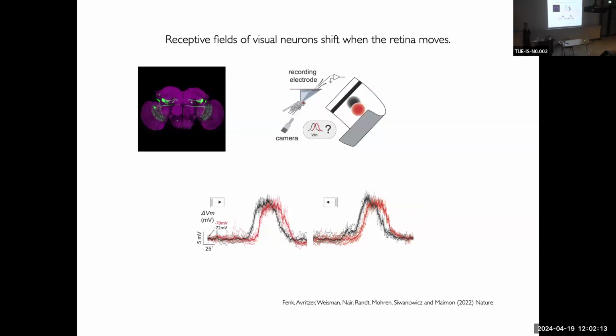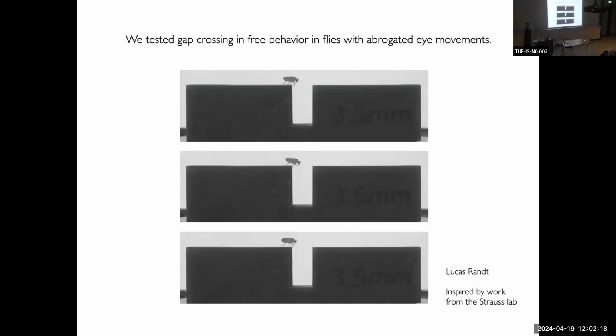And then we wanted to ask what the function of those retinal movements would be. And here I'm showing you experiments that were actually the first experiments done in my own lab in Martinsried by the first master student, Lukas Rand. And we were looking at gap crossing behavior inspired by the work from the Strauss lab. And this work has shown that flies can judge the distance of a gap and change the gap crossing behavior accordingly. So they can launch themselves over it or walk around.